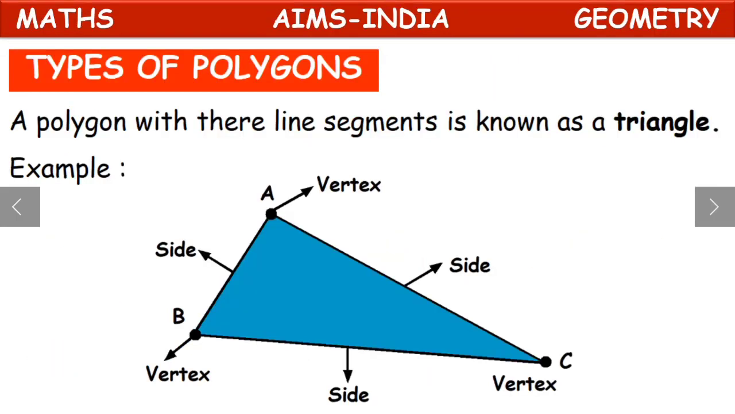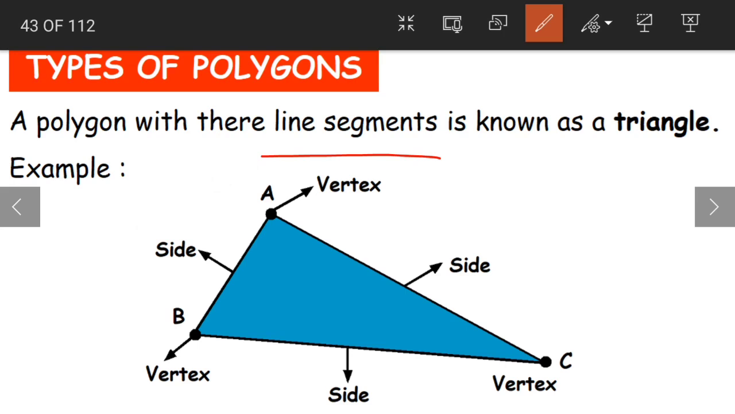Now next, types of polygons. We have learnt what a polygon is. Now in polygons there are different types. The categorization is done depending on the number of line segments.